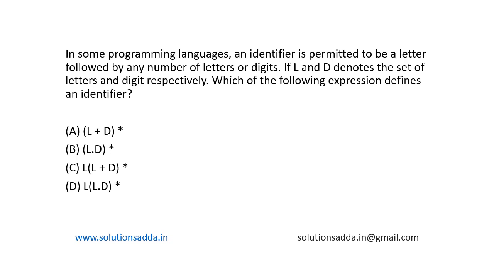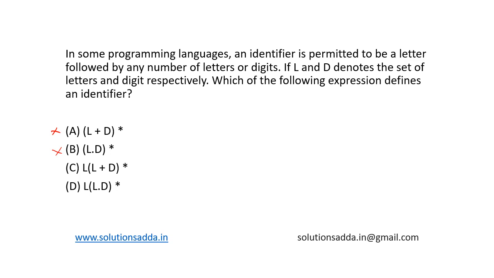Let's see the options. Option A, (L plus D) the whole star. So here we can generate epsilon or null, but based on the question, we have to generate at least one letter. So this is not the correct answer. Same goes for option B. Here it is L followed by D, but it does not guarantee to generate L at least once. This is also false.